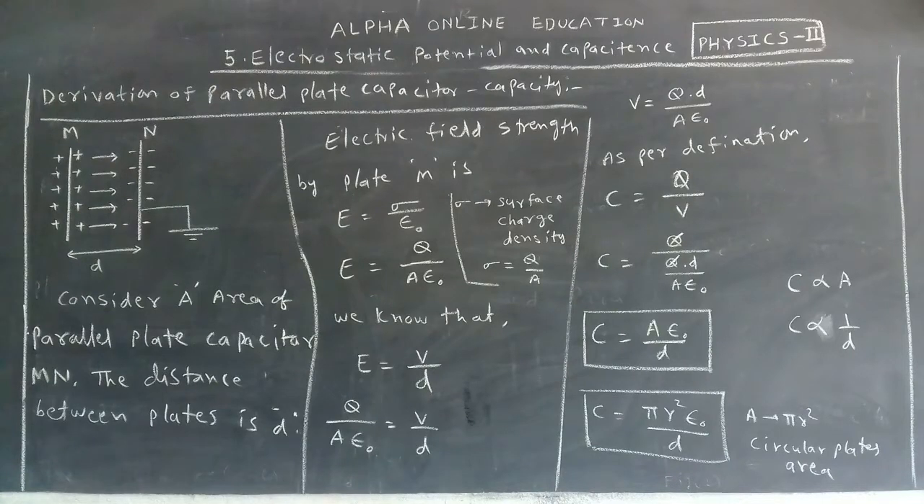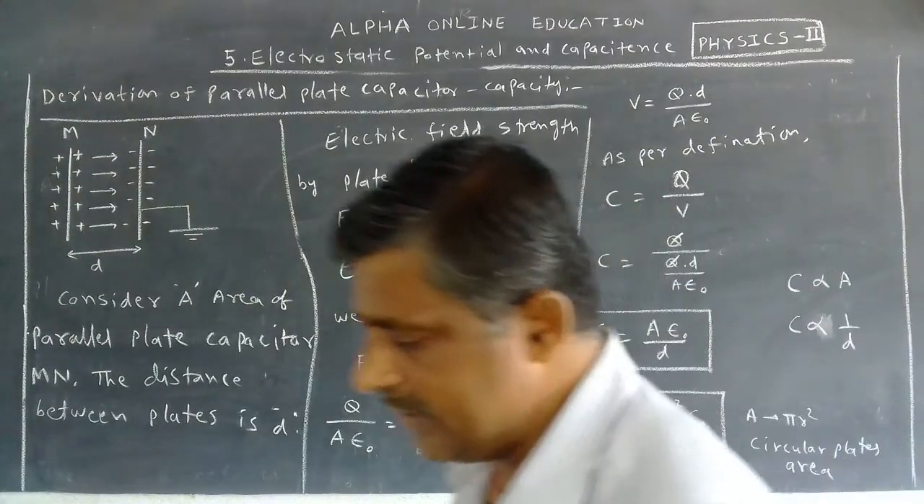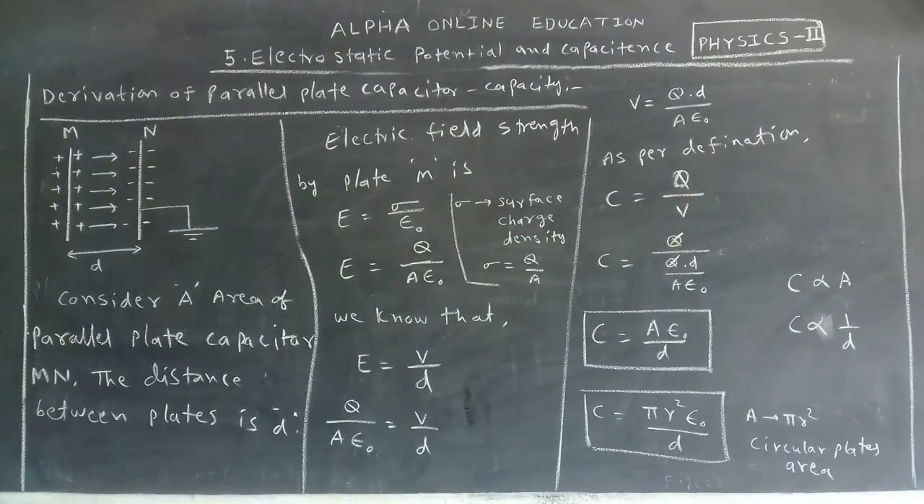Based on this we have a 2 marks question also in our textbook. If the area is doubled, what about the capacity? Area is doubled, capacity is also doubled. If the distance is halved, what about the capacity? Capacity is also doubled. Why? Inverse relation is there. And this is the principle for the parallel plate capacitor capacity.